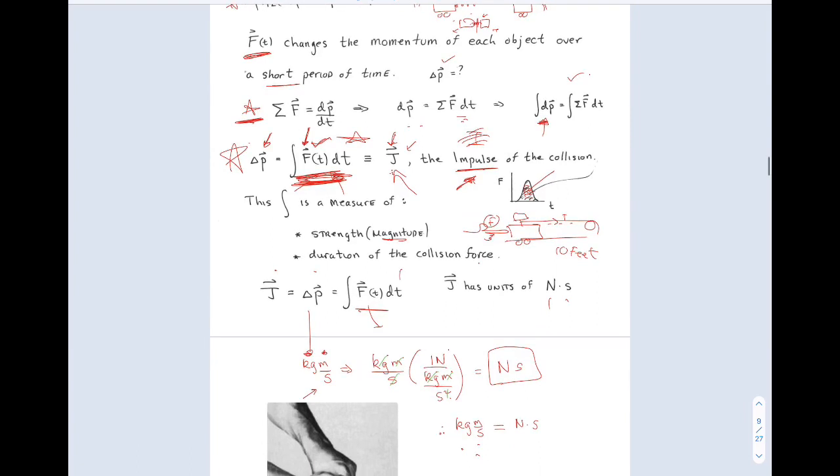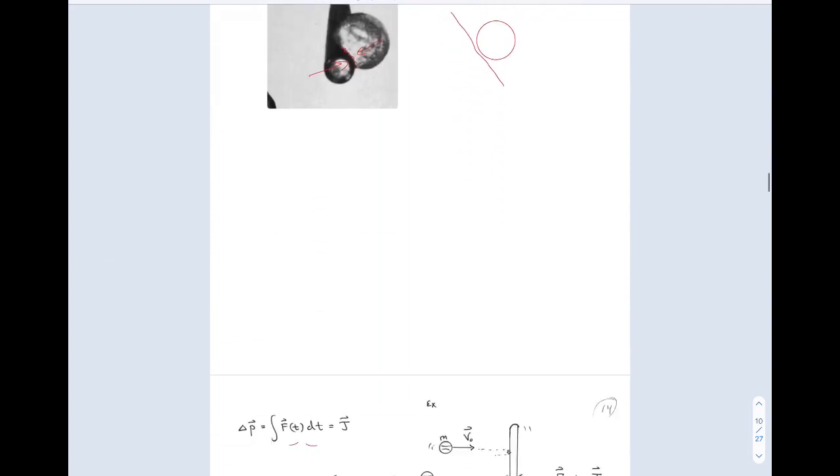We'll see why it's customary to write momentum in kilogram meters per second, and it's customary to write impulse in units of Newton seconds. It wouldn't be incorrect to give momentum in Newton seconds. There's nothing wrong with that because they're the same units. But we'll see in the next example what the context for that is.